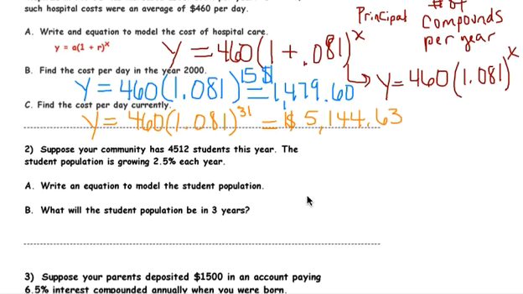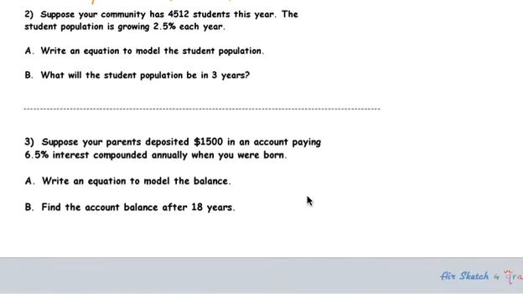Okay. All right, let's go ahead and look at number 2. Suppose your community has 4,512 students this year. That right there is your initial amount. The student population is growing 2.5% each year. That is your rate. Write an equation to model the student population. Okay, so here we go. They all start out the same. Y equals, what's the initial amount?